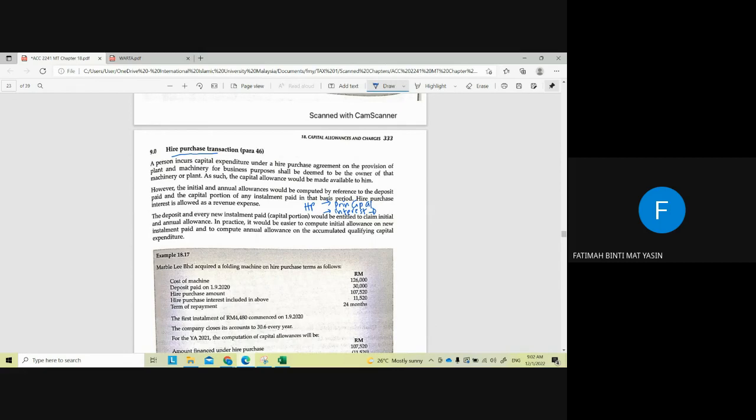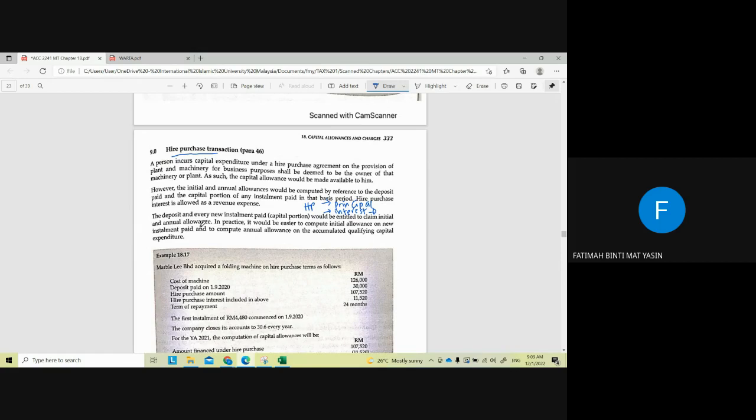And for this hire purchase transaction, you need to calculate the QPE for that asset every year, because the QPE is determined based on how much you paid for that asset during the year. Therefore, the QPE for the asset is different from one year to another. For example, this year maybe your QPE is 50,000, next year is 20,000. It is based on how much you paid for that asset during the year.